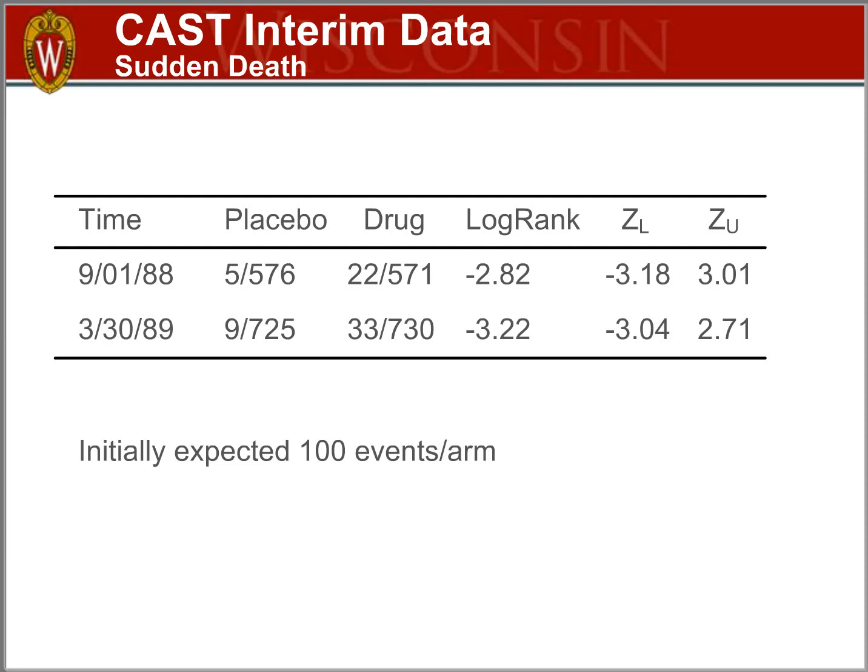In the first analysis, the z-value was minus 2.82, representing a rather substantial difference in the mortality effect, and in fact, in the wrong direction. That is, you'll notice that the drugs have the higher mortality rate. The test statistic, even though large, did not fall into the rejection region for either benefit or harm, and thus the trial continued. By March of 1989, however, the results had continued to get worse for the drugs, 9 deaths versus 33 deaths, and the log rank statistic z-value of minus 3.22, which does exceed the boundaries as presented.